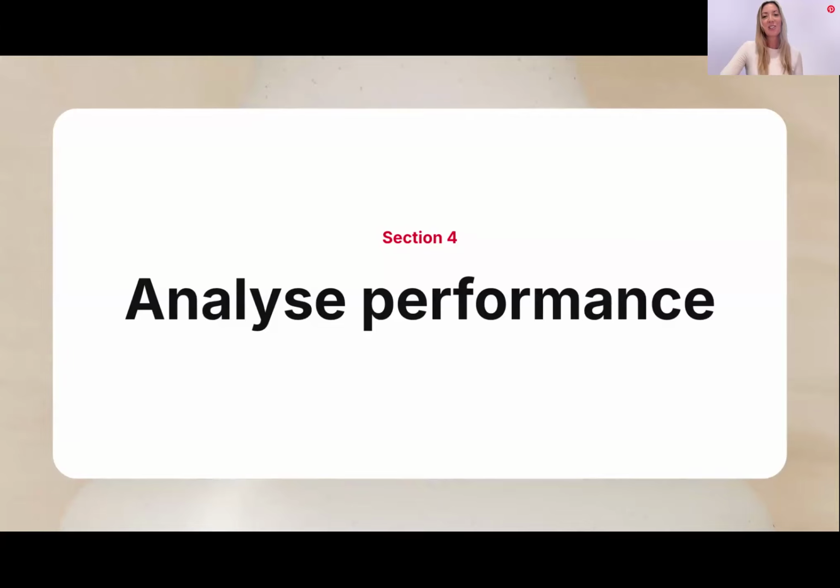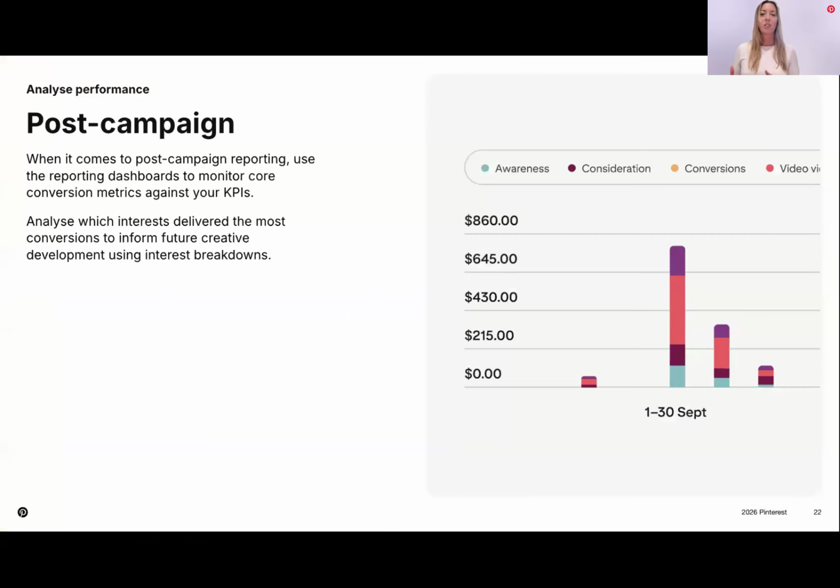So after the launch, the most common question that we're asked is who actually saw my ads? So let's take a look at how to analyze performance next. Even with automation, you aren't flying blind. You can use the reporting dashboard to see interest breakdowns. So for example, you might see that summer outfits drove 5,400 conversions, while maybe recipe inspiration drove 1,500. You use this data to inform your next batch of creative, leaning into the themes that are really working for you.